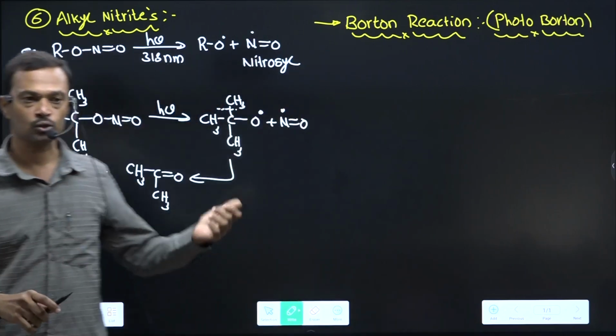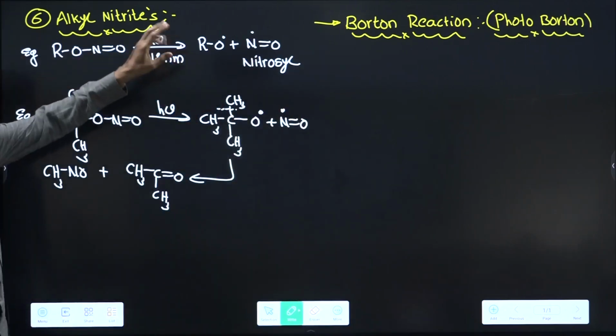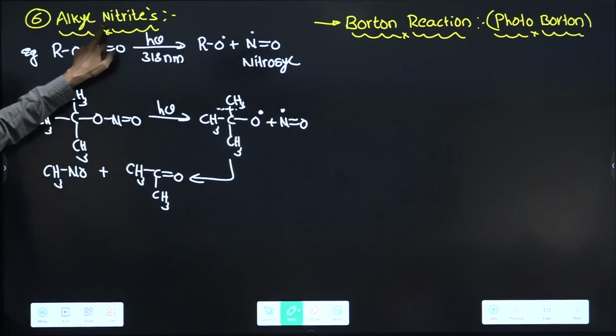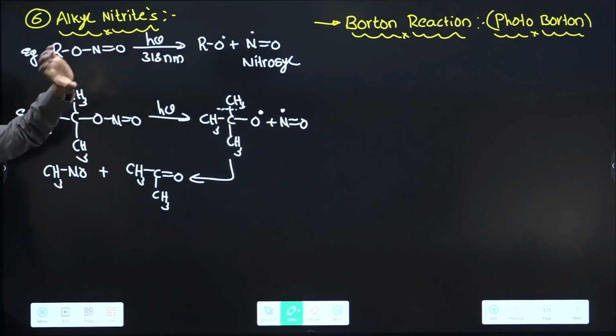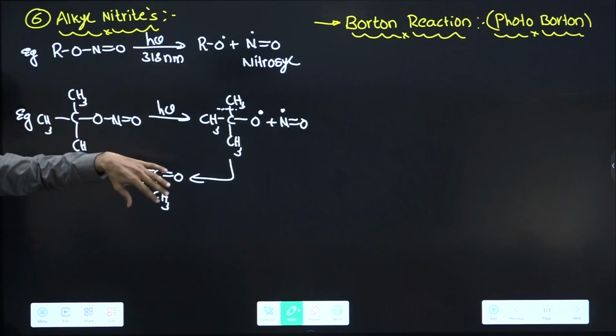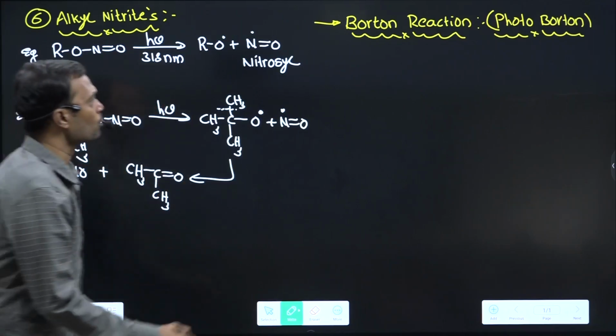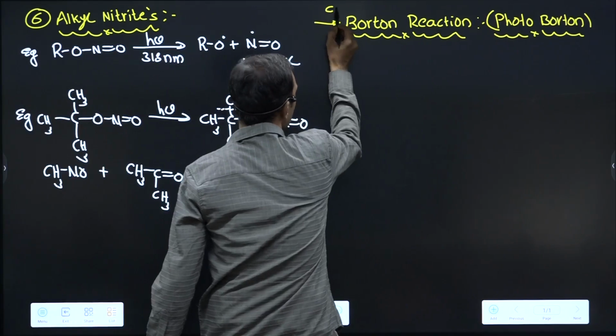Barton reaction belongs to alkyl nitrite. See, Barton reaction belongs to this molecule. That's why first I explain that molecule's property, then I am discussing the corresponding name. So this is the most important reaction for CSIR examination.